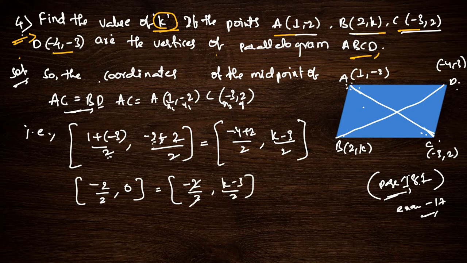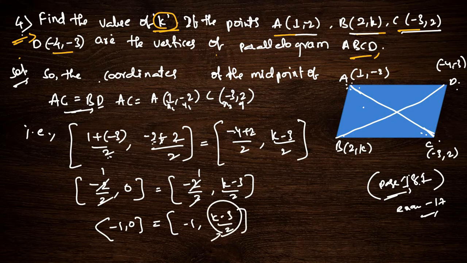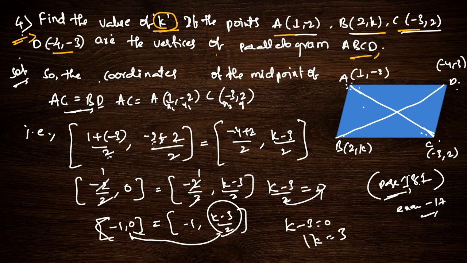So these two are equal. So minus 1 comma 0 is equal to minus 1 comma (k minus 3) divided by 2. The points are equal, so here (k minus 3) by 2 equals 0. The 2 goes there and it becomes k minus 3 is equal to 0, and k is equal to 3. So this is the value of k. What we had to find was the value of k.